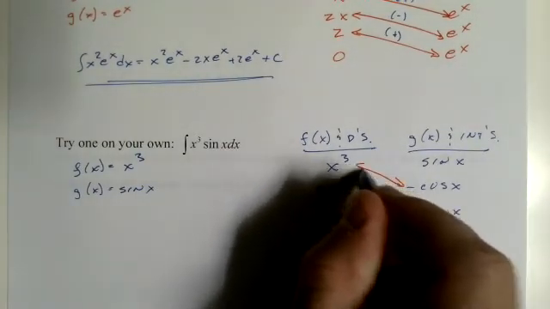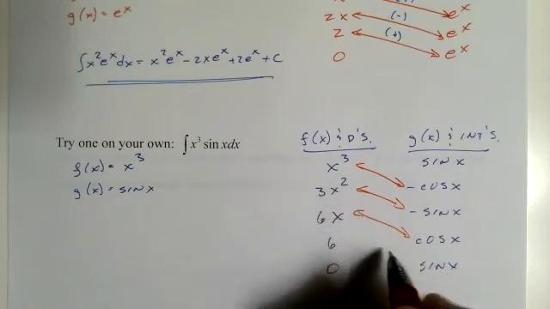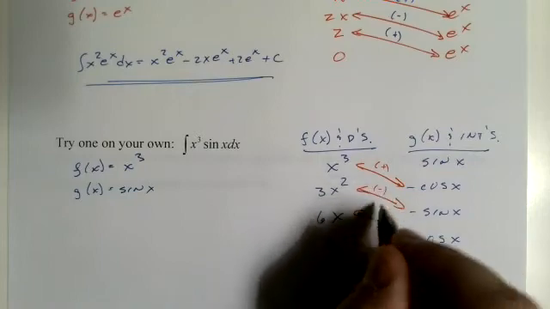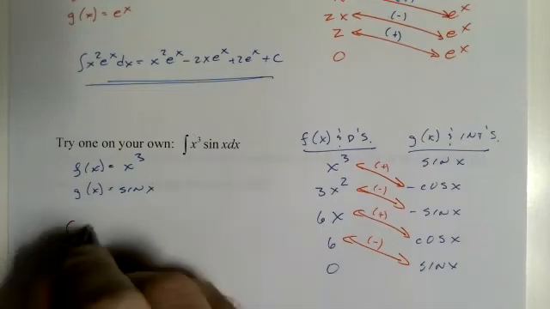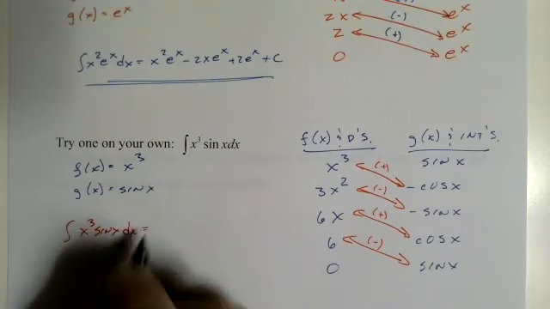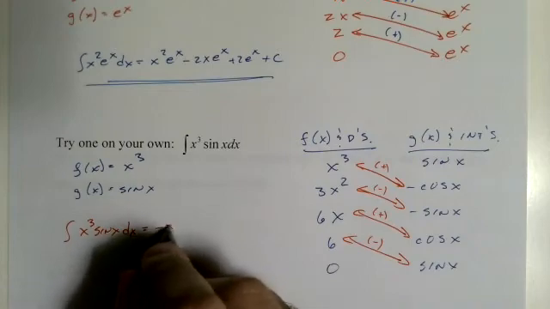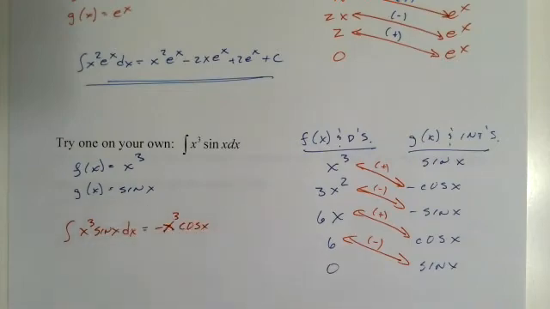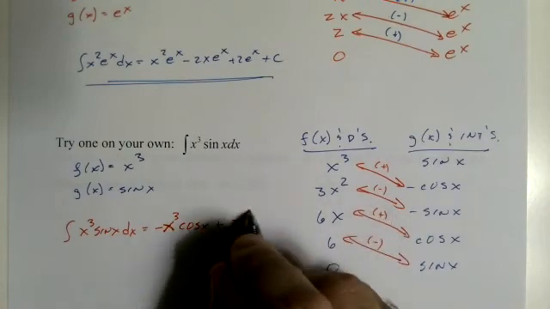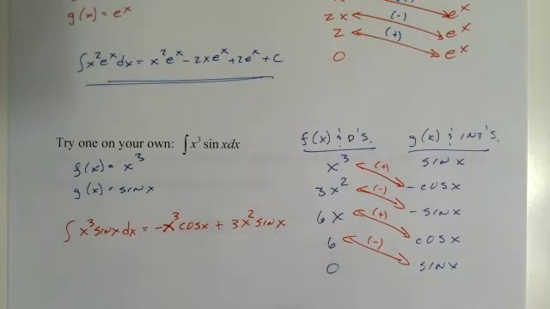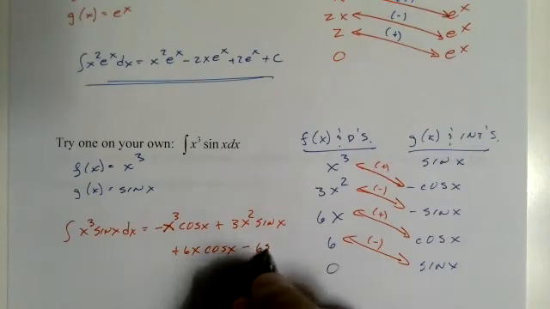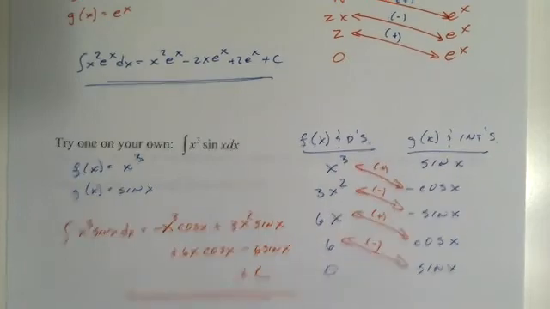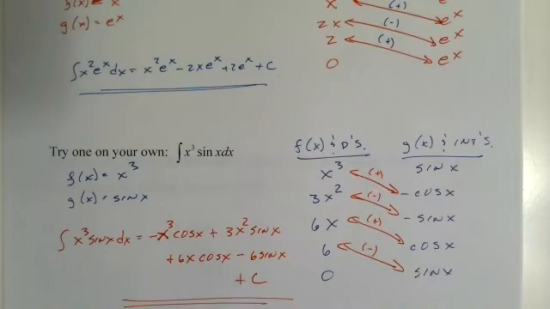So plus, minus. Integral x to the third sine of x dx equals negative x to the third cosine of x plus 3x squared sine of x plus 6x cosine of x minus 6 sine of x plus c. Checking my work. Woohoo.